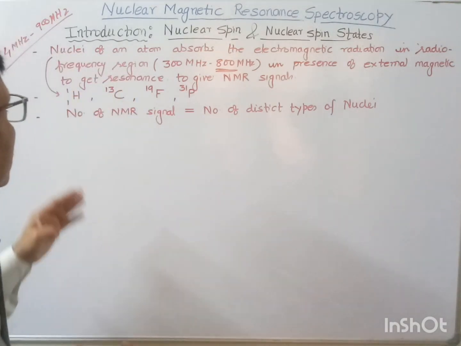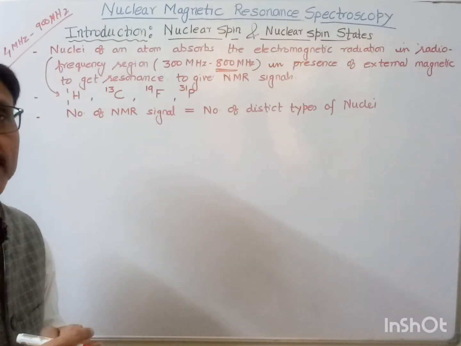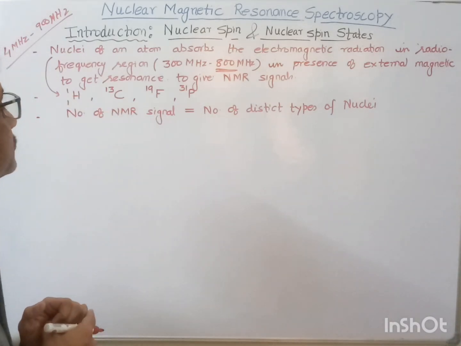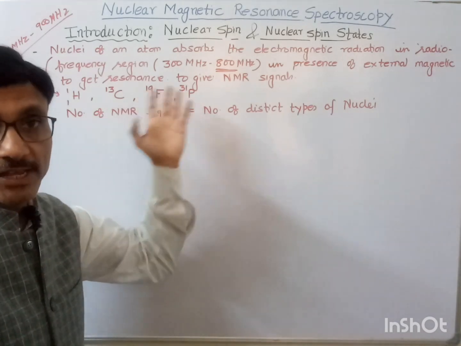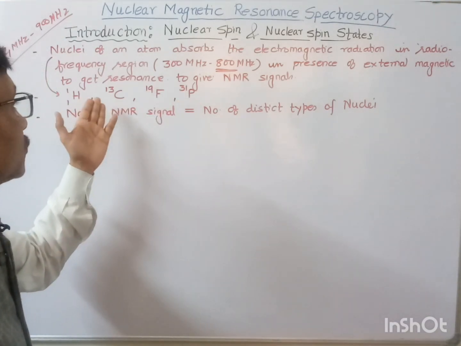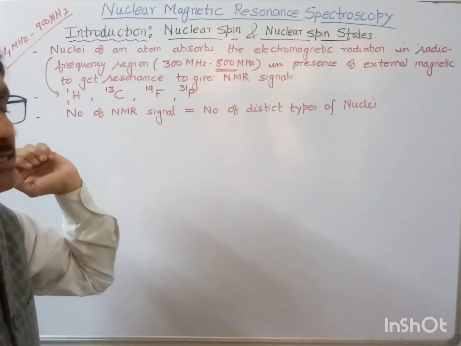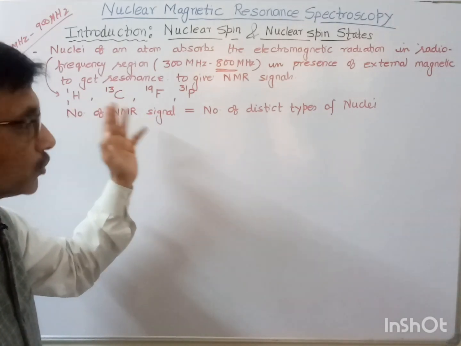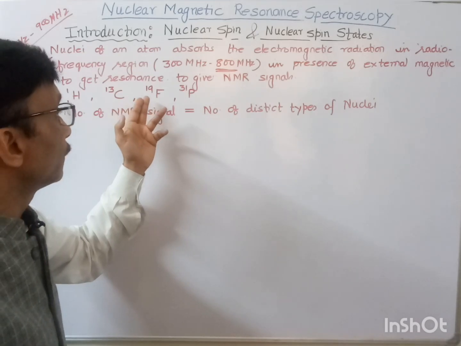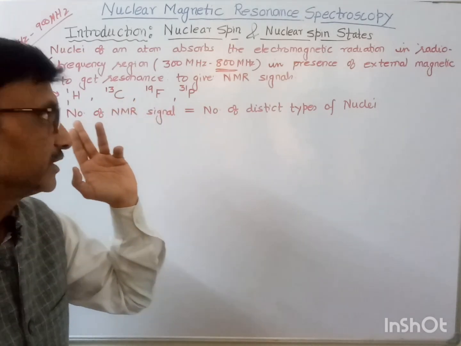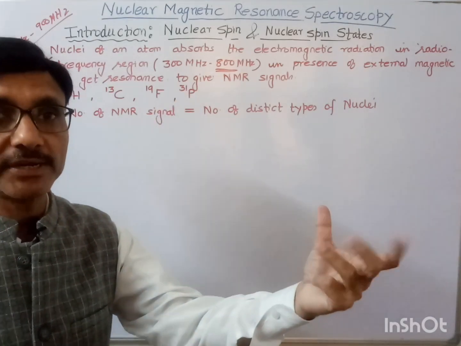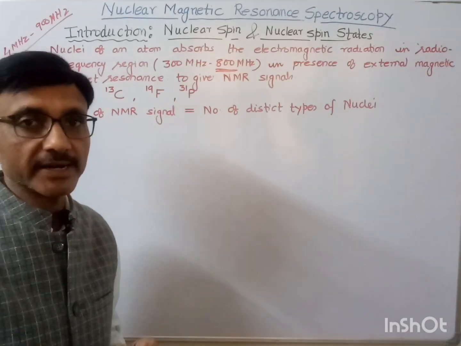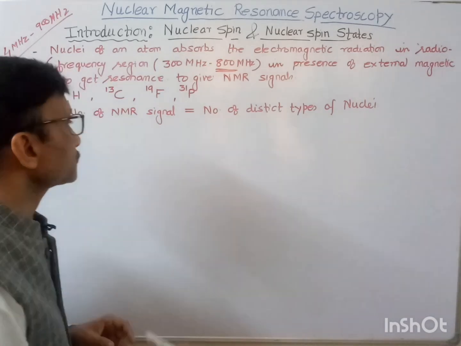Okay, so what information will we get in NMR spectroscopy? Different types of protons can be studied, different types of carbon-13 can be studied in a molecule, different types of fluorine in a molecule can be studied, and different types of phosphorus in a molecule can be studied by the NMR spectroscopic technique, and so on.